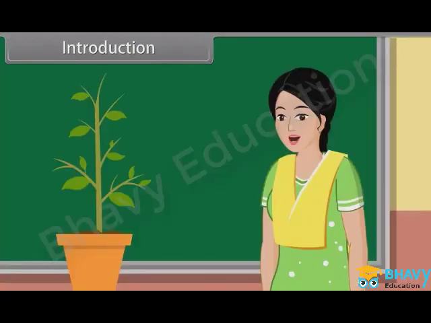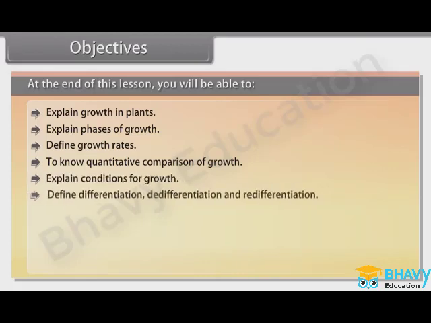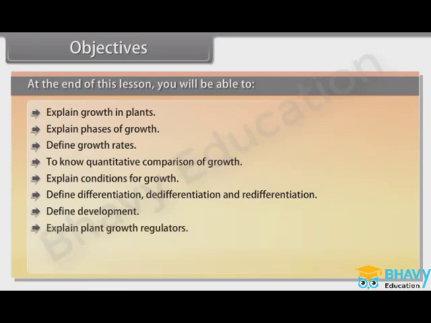Okay, now it's time to learn about plant growth and development. Objectives. At the end of this lesson, you will be able to explain growth in plants, explain phases of growth, define growth rates, know quantitative comparison of growth, explain conditions for growth, define differentiation, dedifferentiation and redifferentiation, define development, explain plant growth regulators, describe photoperiodism, describe vernalization.